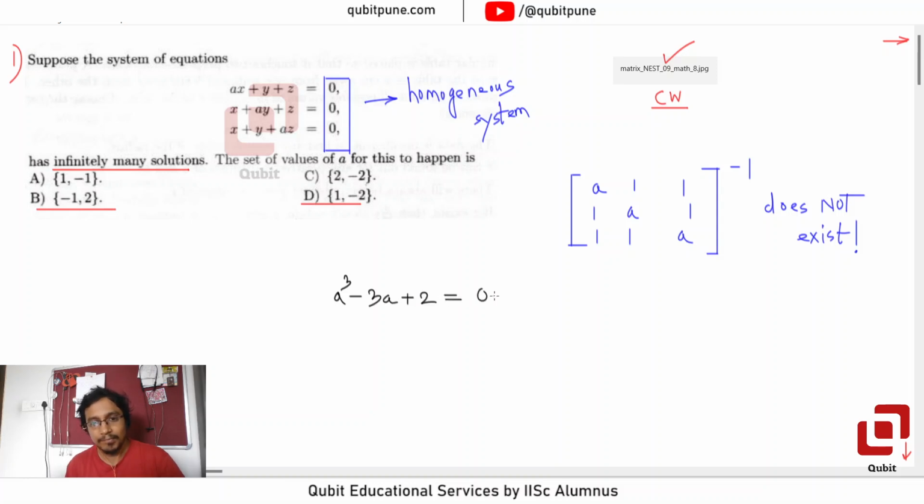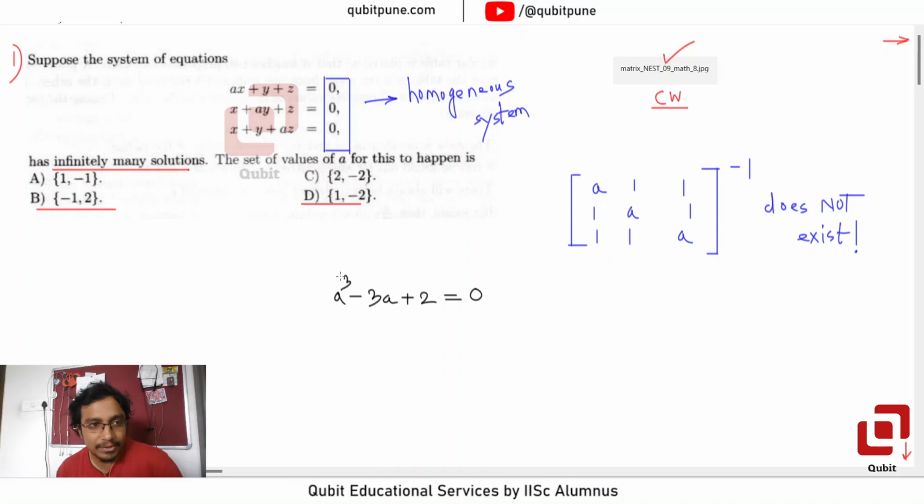The product of the roots should be minus 2. Yes, I think you said it right. So it is either B or D. Just check which one satisfies the same cubic polynomial.